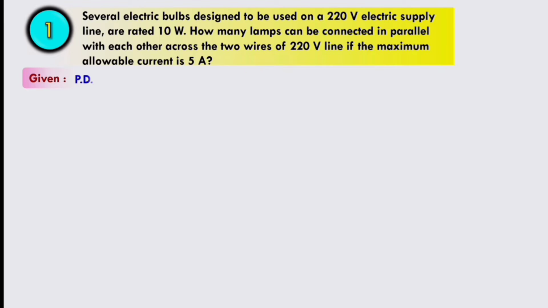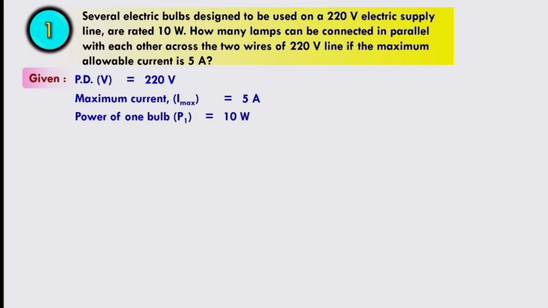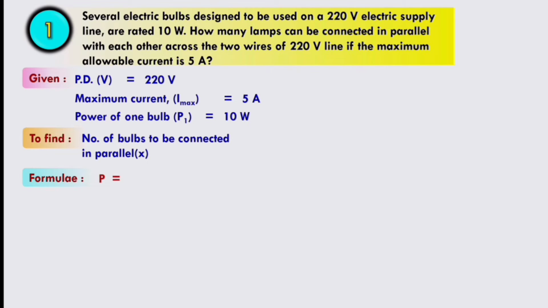Now write it down. What are the given values? The potential difference V is given, 220 volt. Maximum current I max is 5 ampere and the power of one bulb P1 is equal to 10 watt. So we have to find out the number of bulbs to be connected in parallel. Here we will consider X as the number of bulbs. The formulas we will use: power equal to V square by R, Ohm's law V equal to IR, and 1 by R equal to 1 by R1 into X.